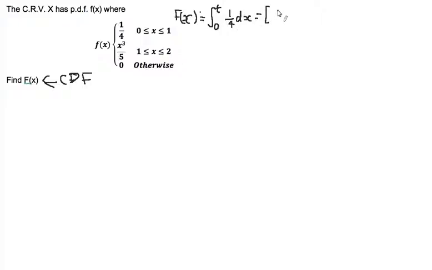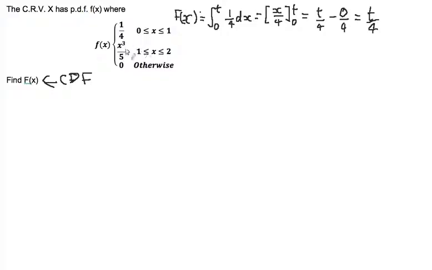When I integrate a quarter, it's a constant, so it becomes x over 4, integrating that between 0 and t. So then substituting our values in, we get t over 4 minus 0 over 4, and that gives us a value of t over 4. Okay, and this is now going to form our cumulative distribution function for x between 0 and 1.